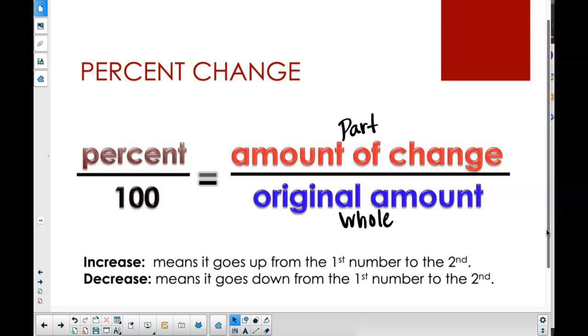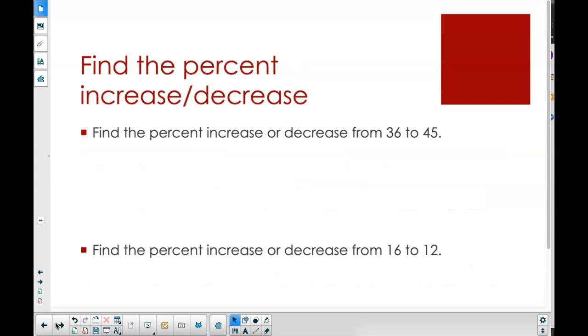Thank you. Okay. Increase means it goes up from the first number to the second. Decrease means it goes down from the first number to the second number. Okay, and on your homework today, you're going to have to be able to tell if it's an increase or a decrease. And then we'll also find the percent. Okay, so you're going to see some problems that look like this.